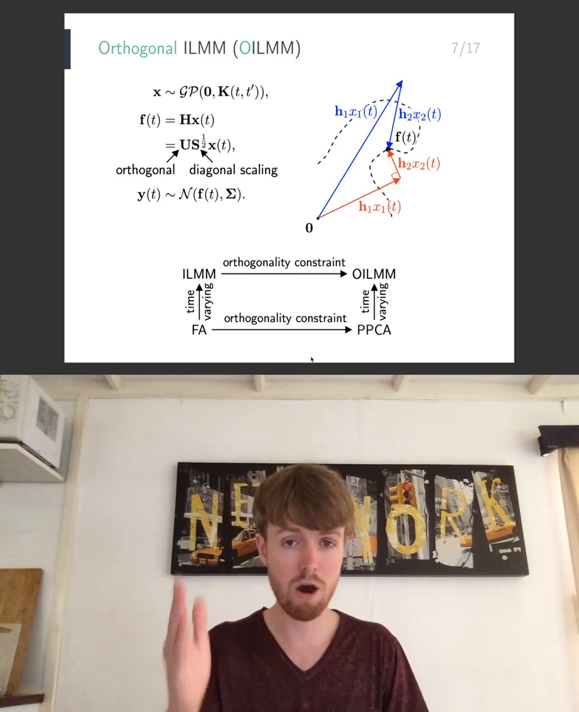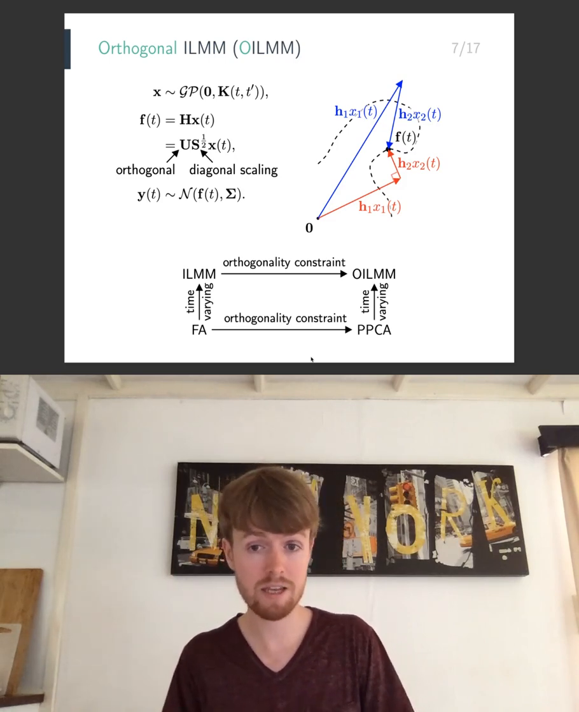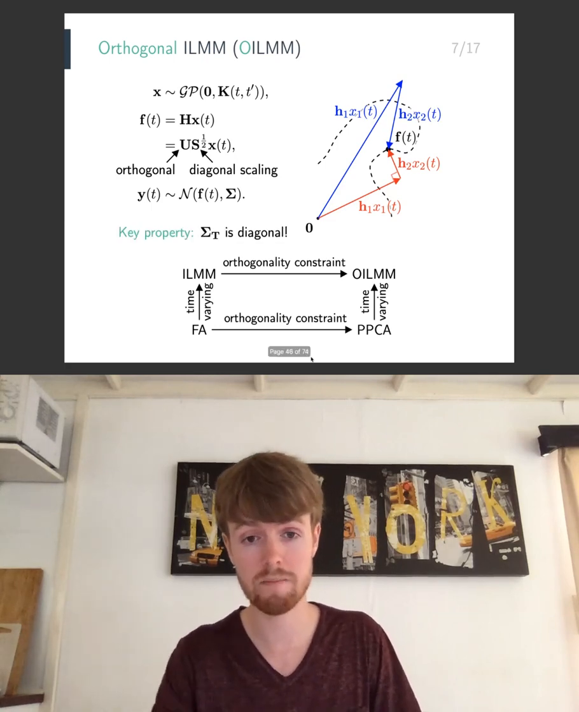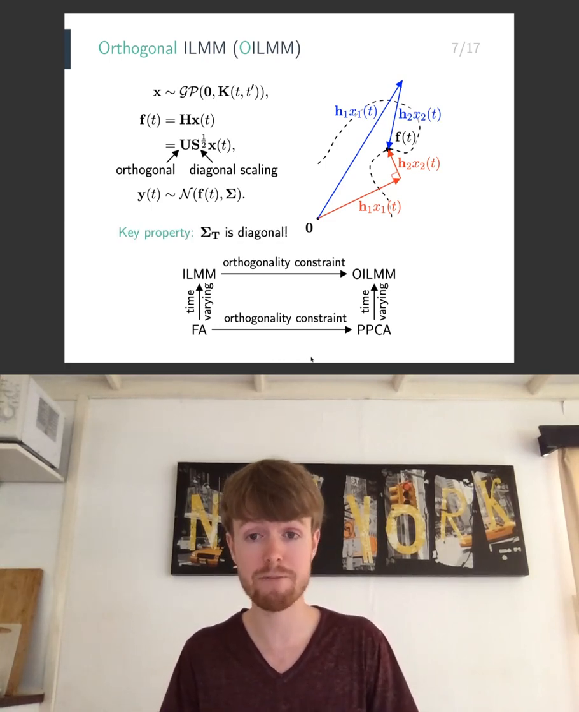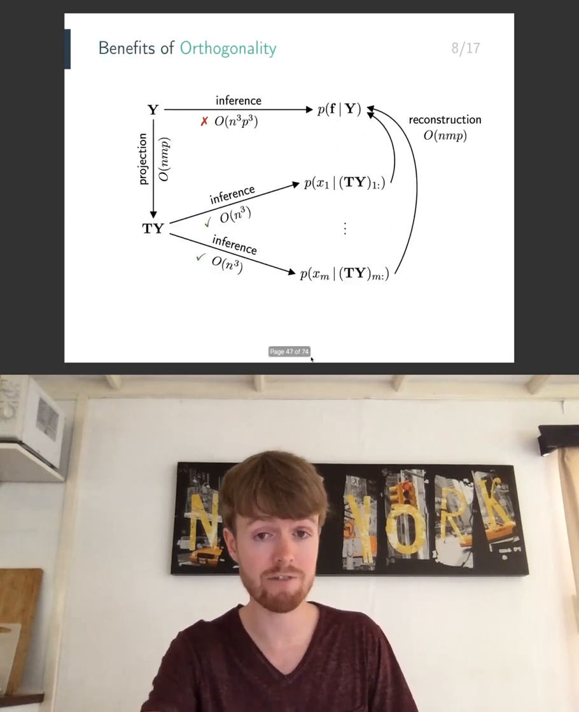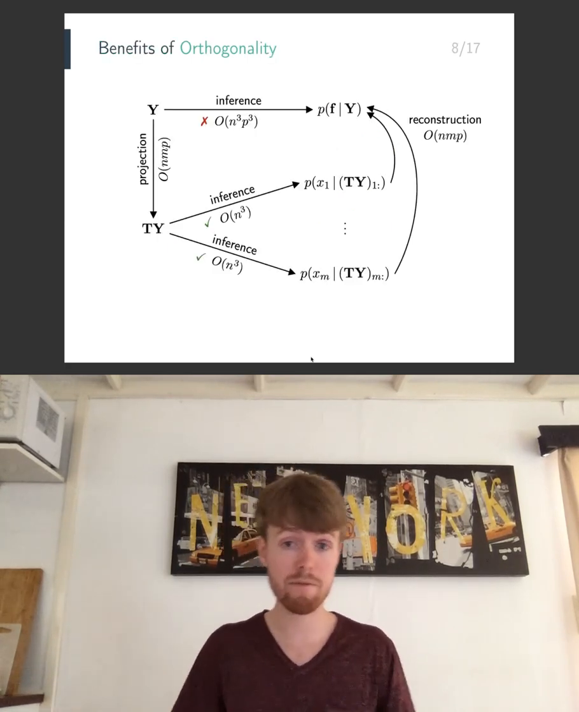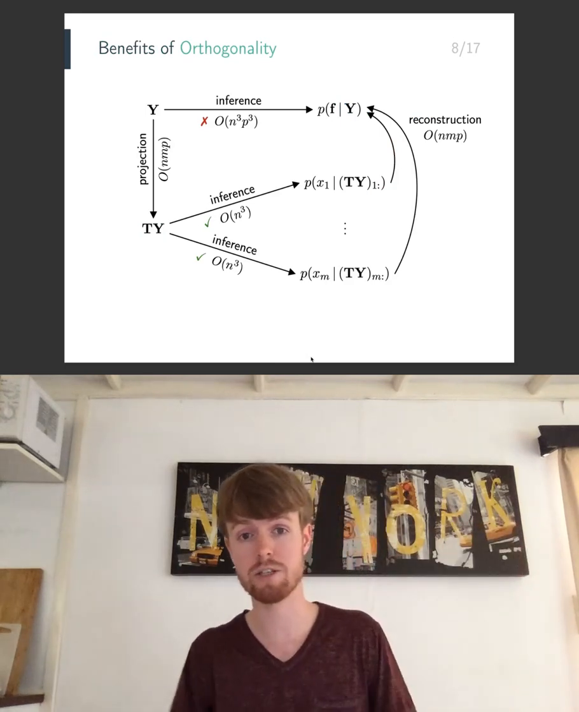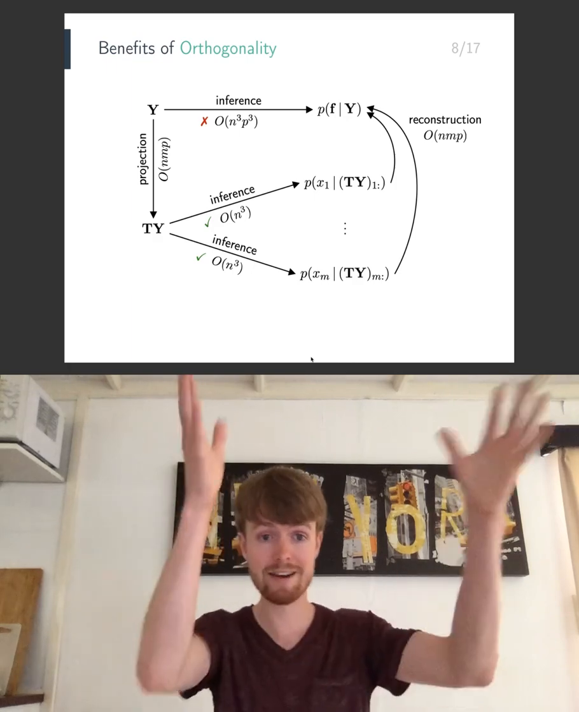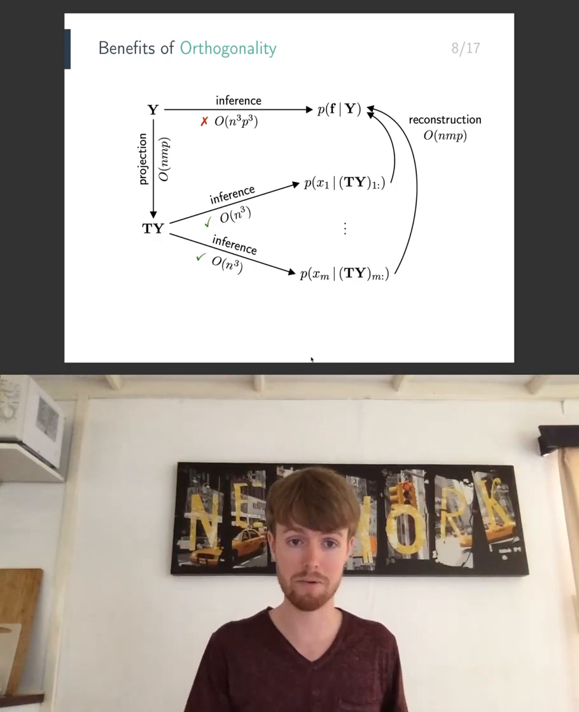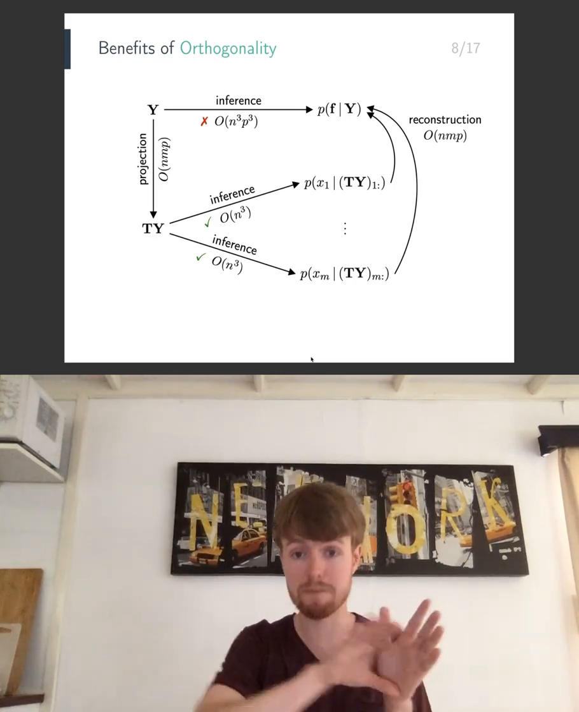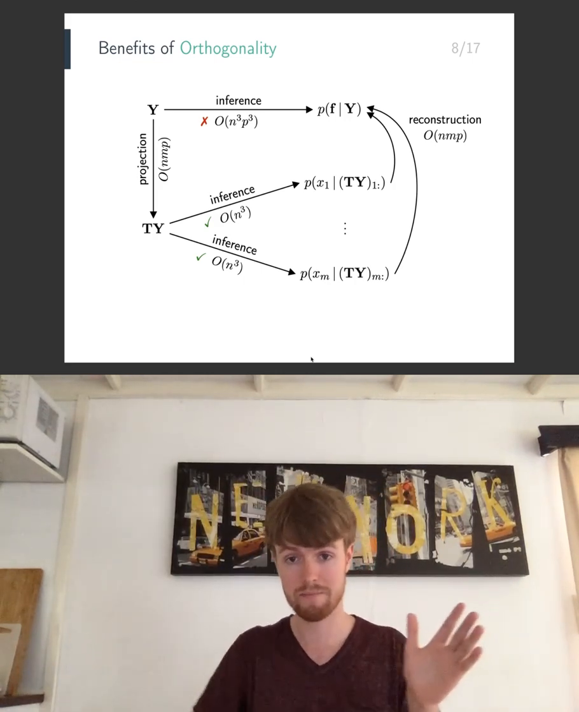The key property of the OILMM model class is that the assumption of an orthogonal basis diagonalizes the projected noise, which means that we can treat the latent processes independently. In terms of the commutative diagram, this means that instead of performing inference directly in the high-dimensional space, which scales cubically with the number of outputs p, we can take our data matrix, project it down to m outputs, the space of the latent processes, and perform inference for every one of the latent processes independently.